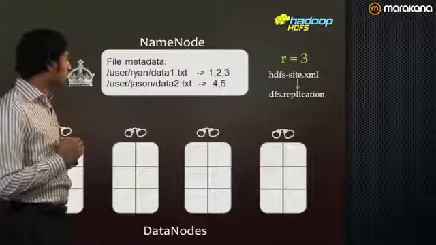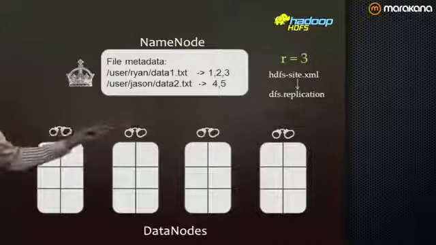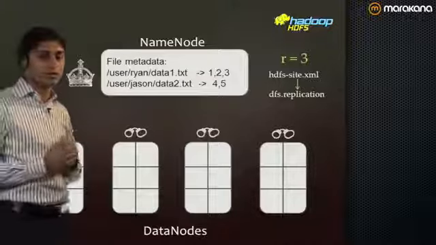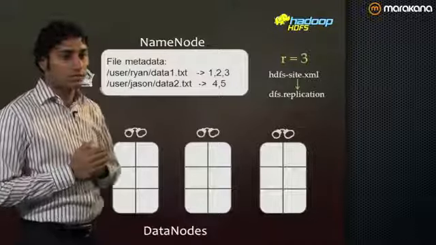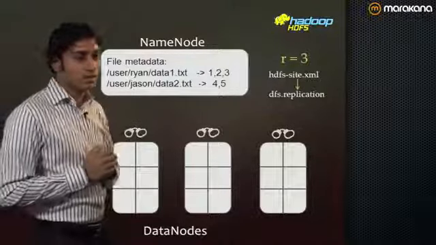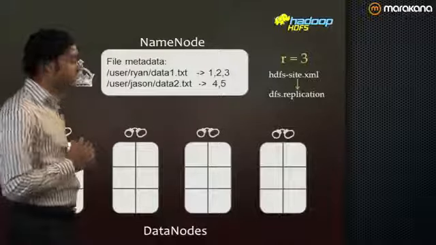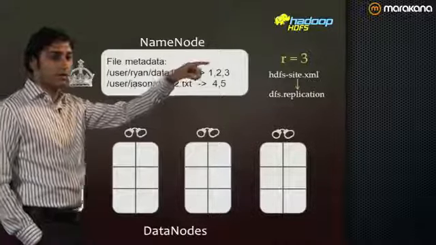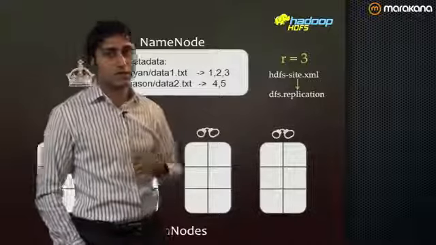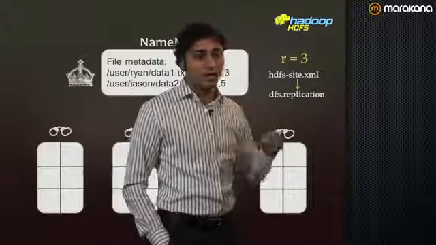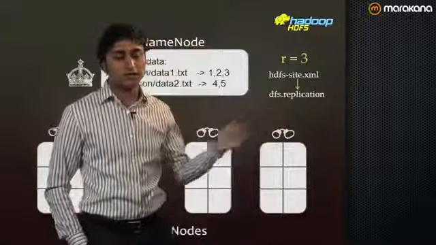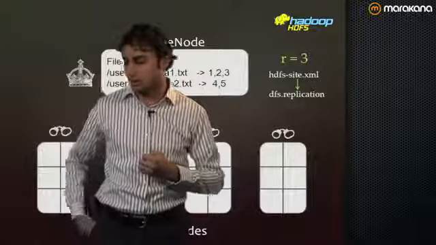All right, so in this diagram, we also have 4 data nodes, which are the slave components to Hadoop. And we are setting the replication factor for this cluster to 3. That's set in a file called hdfs-site.xml. And there is a parameter called dfs.replication that is set to 3 in this cluster.